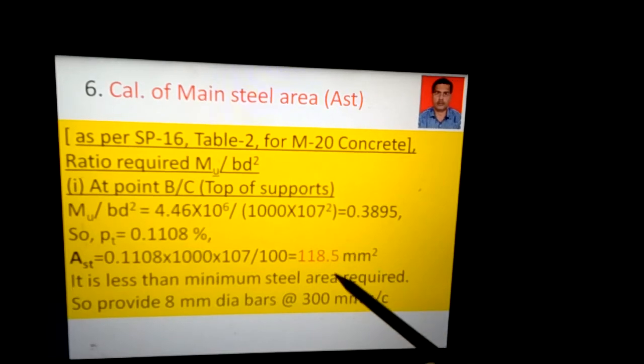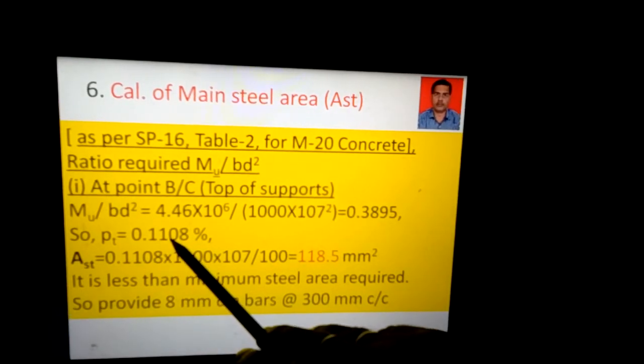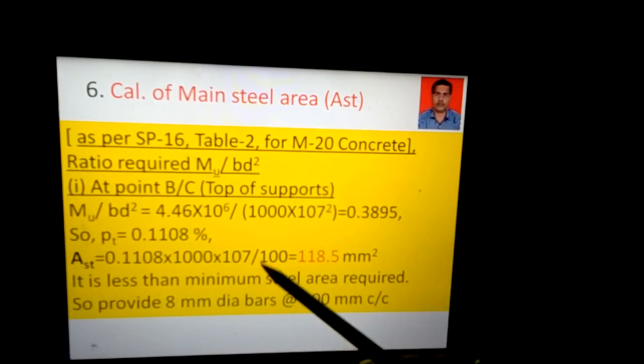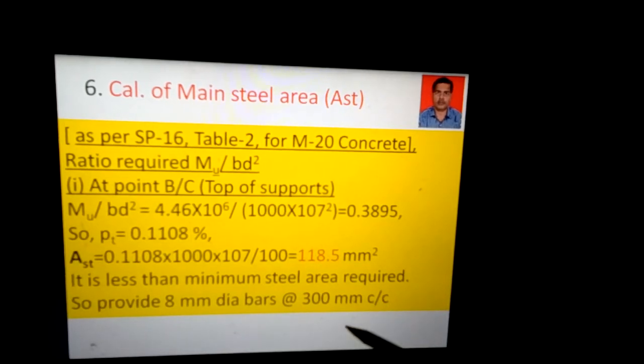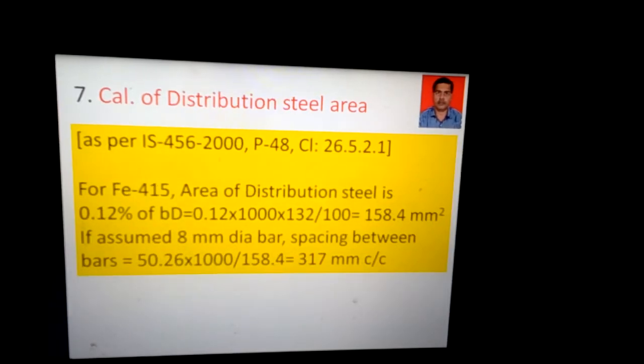Now this is again less than the minimum steel required 0.12%, this is only 0.11%. So we again provide the minimum steel required, that is 8 mm diameter bars at 300 millimeters center to center. So this way we have calculated all main steel areas for all the critical points in the continuous slab. Now the next steel required is calculation of distribution steel area.